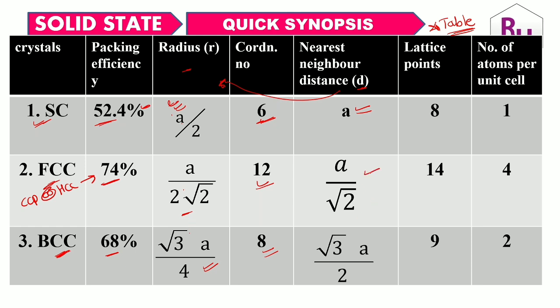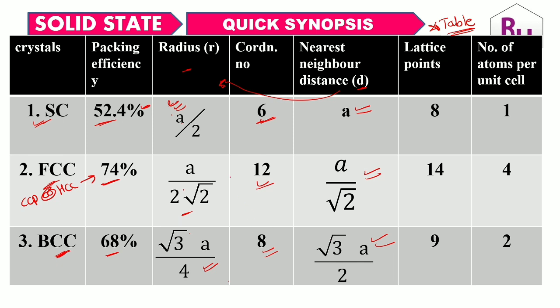Here a by root 2 is the distance, and here the internuclear distance, that is the nearest neighbor distance, very, very important for BCC, remember, is root 3a by 2. Here root 3a by 4, root 3a by 2. So everything you have to multiply by 2.